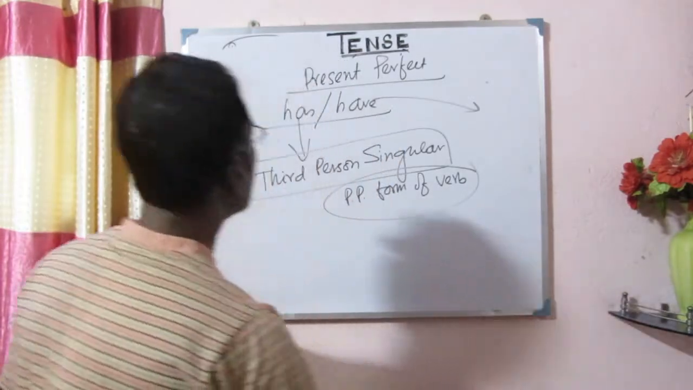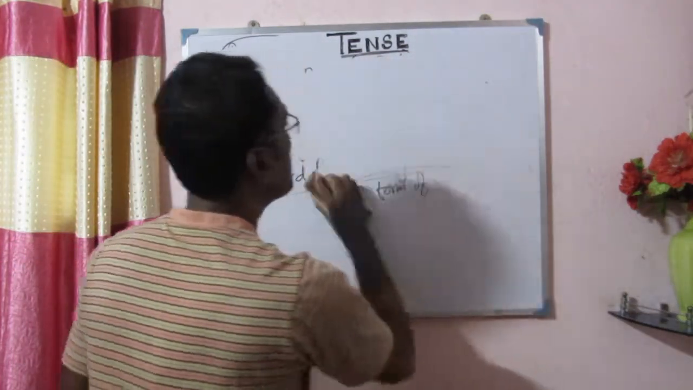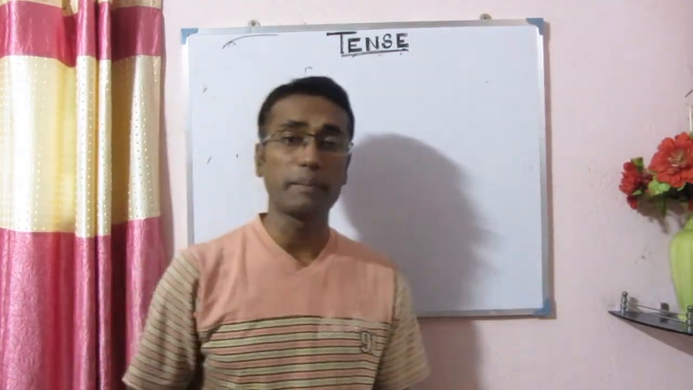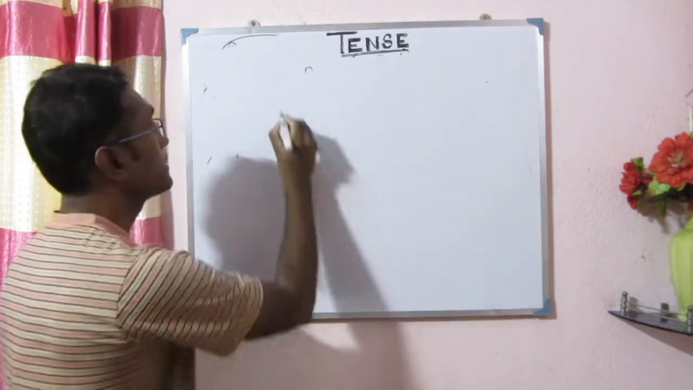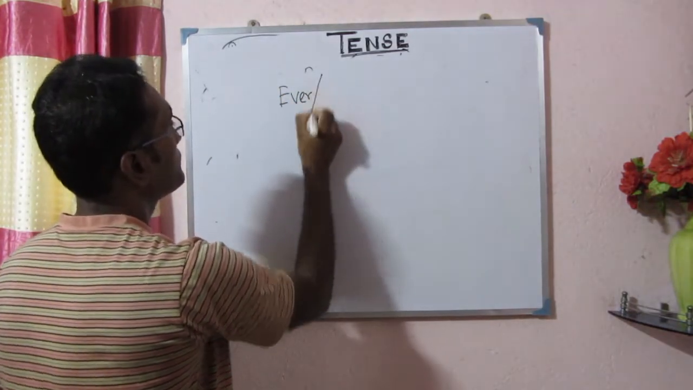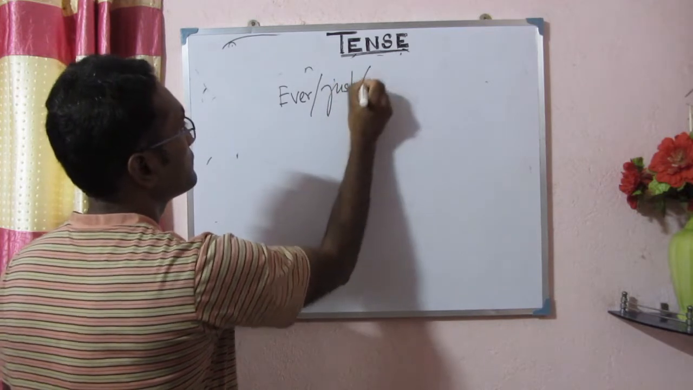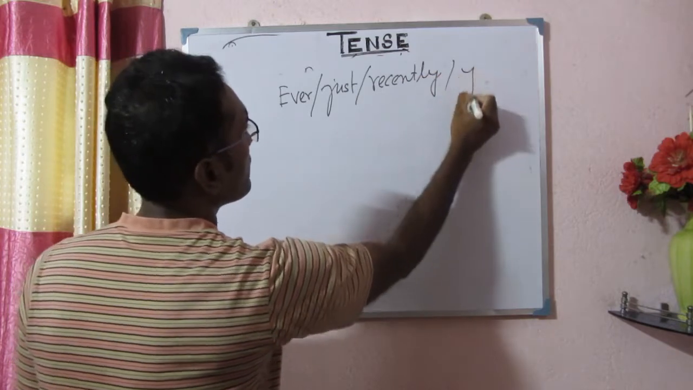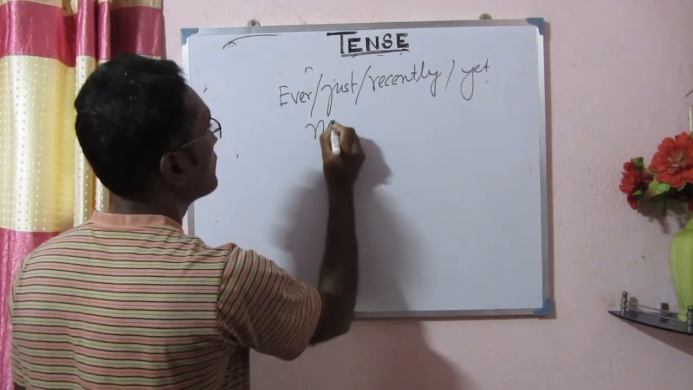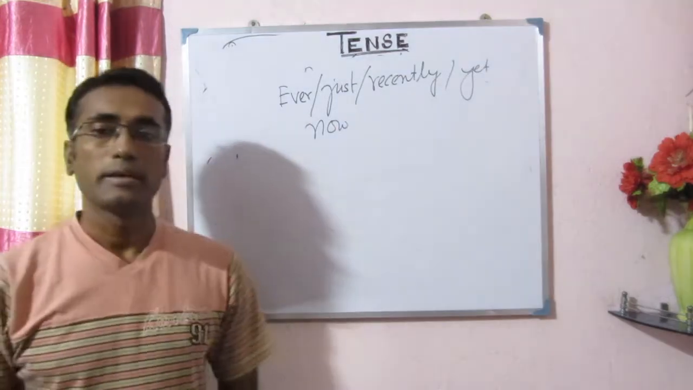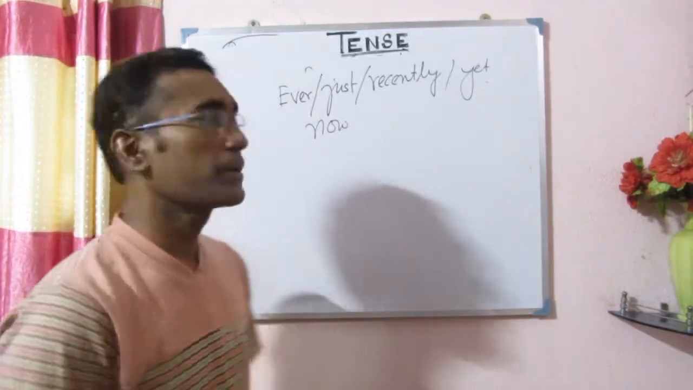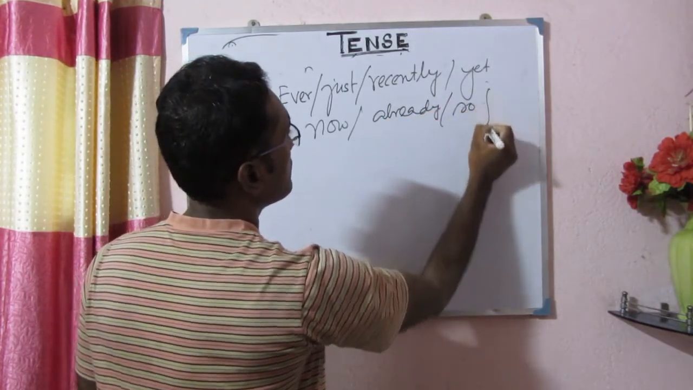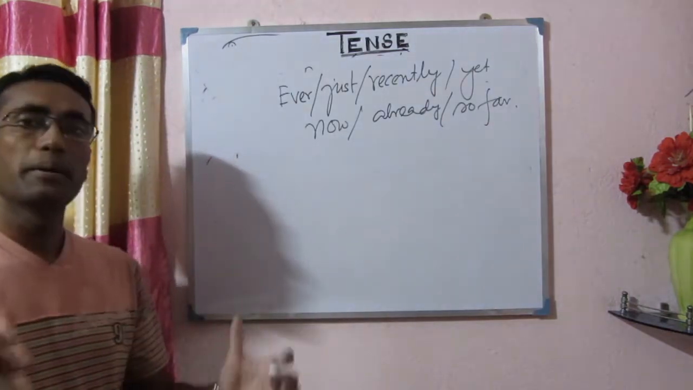And also remember some words are only used in present perfect tense. What are they? Ever, just, recently, yet, now. Ever, just, already, so far. So this is your present perfect tense.